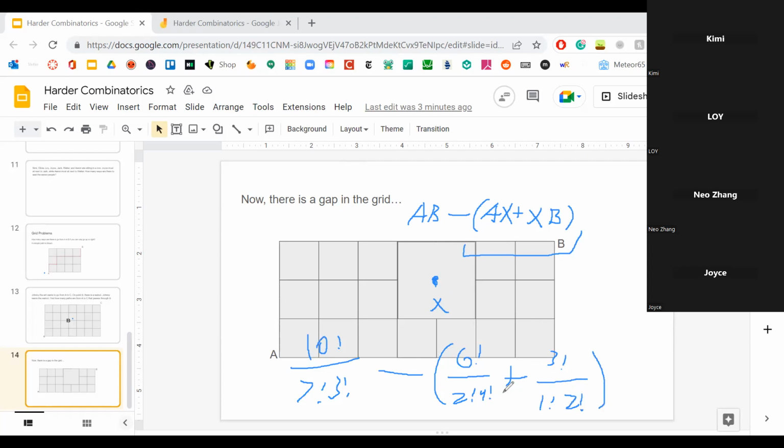So what we have here in the end, let's finish up real quick. The first bit here, 10 factorial divided by 7 factorial times 3 factorial. This is all the possible ways we can go from A to B. And then we're subtracting that from all the ways where we can go from A to B while also passing through X. So the part in parentheses here, the 6 factorial divided by 2 factorial times 4 factorial plus 3 factorial divided by 1 factorial times 2 factorial. This is all of the ways we can go from A to B while also passing through X. We have to subtract that from our total ways of going from A to B. And that's how we get our answer.